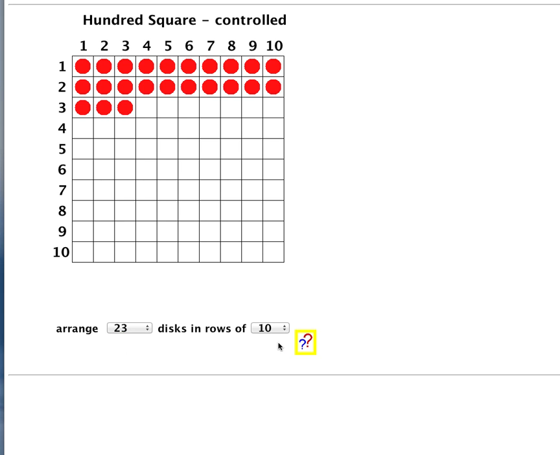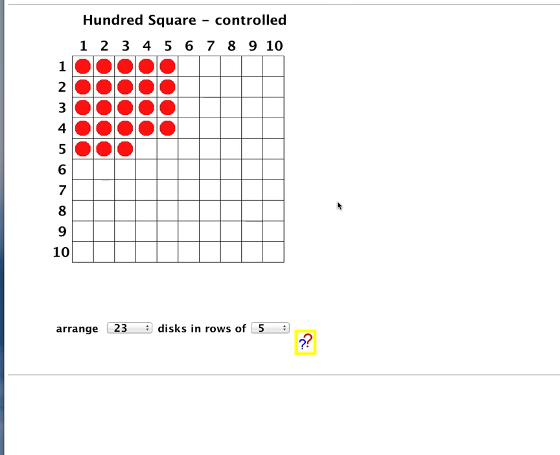Because the number of discs in each row is set to 10, there are 2 rows of 10 and 3 left over. I can change the number of discs in each row here to say 5. The discs are rearranged accordingly into 4 rows of 5 with 3 left over.